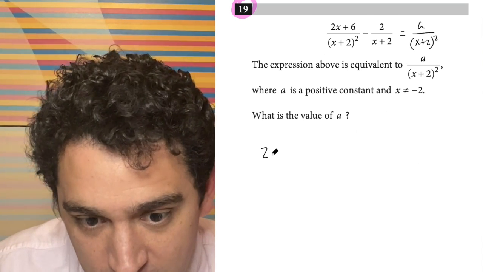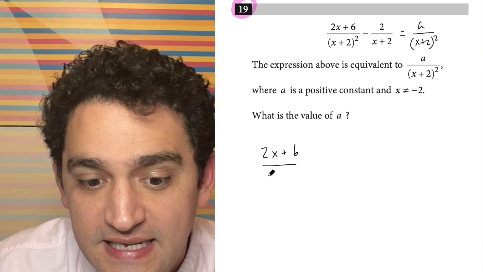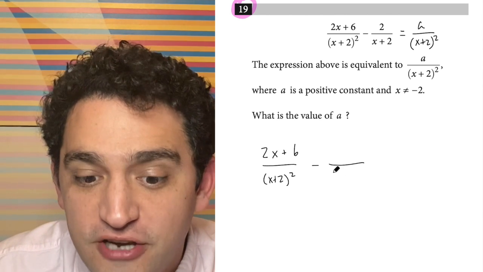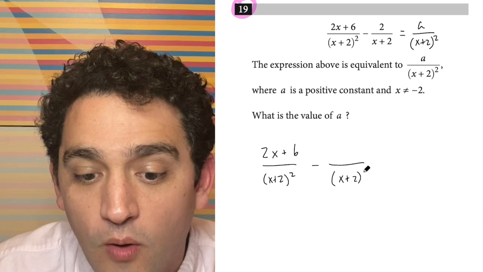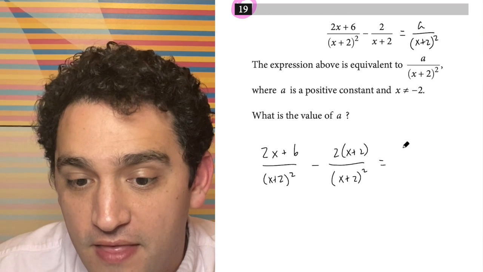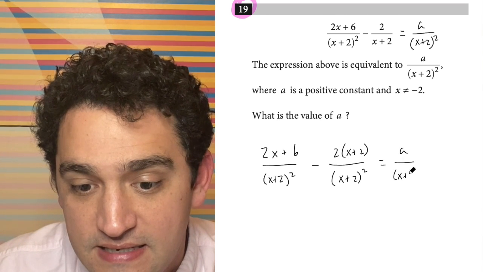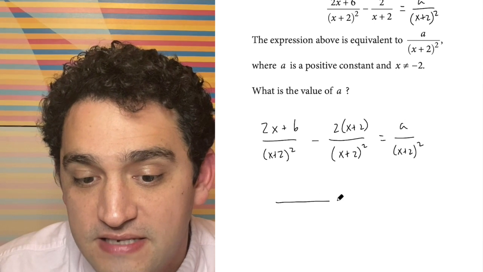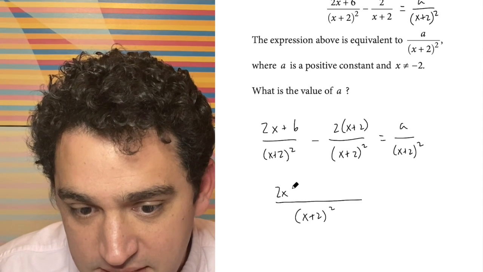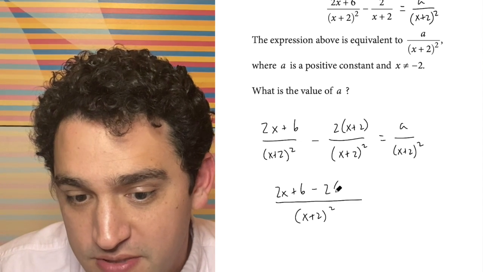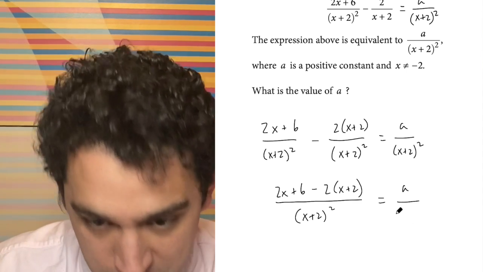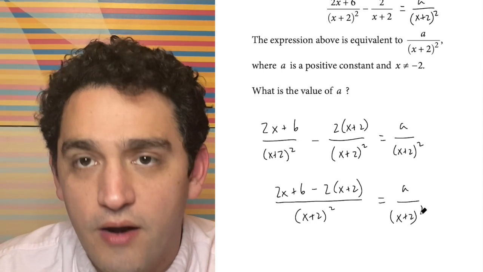Let's rewrite this. The first expression stays as is. The next one, so that it is a fraction on top of x plus 2 squared, we multiply both top and bottom by x plus 2. And then the right stays as is. Let's combine this left side as one fraction. So we have 2x plus 6 minus 2 times x plus 2 equaling a over x plus 2 squared.